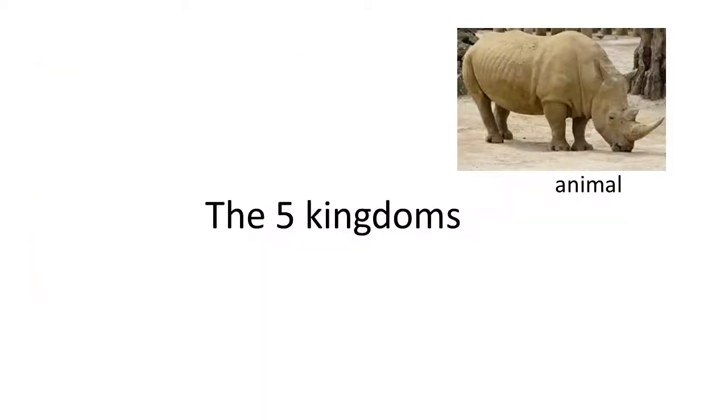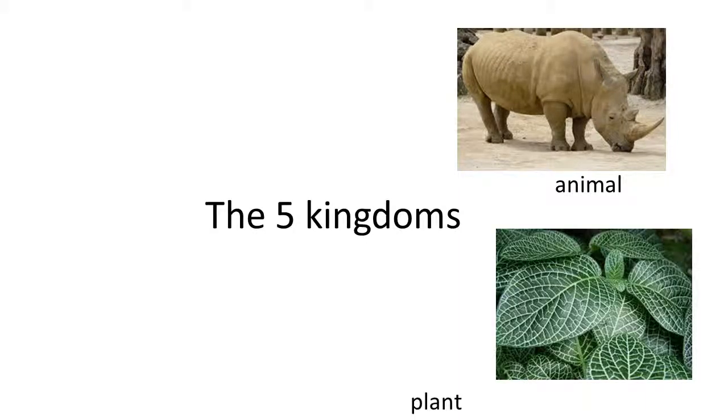Let's start with the highest level of classification. That's the kingdoms. So we have the animals, multicellular organisms. They contain lots of cells. They feed off other organisms, and our cells have not got cell walls. We've got the plants. Their cells have a cellulose cell wall. They use light energy to convert carbon dioxide and water into glucose and oxygen, and that's photosynthesis.